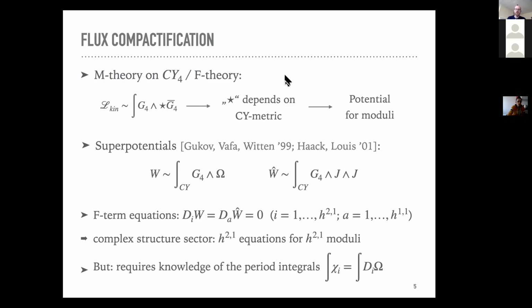So for that reason, let me very briefly review the problem of flux compactification for the example of F-theory or M-theory on Calabi-Yau fourfolds. Usually we have a kinetic term for the four-form gauge fields, and since the Hodge star here depends on the Calabi-Yau metric, this generates a potential for the moduli, gives masses to the moduli, and stabilizes them. One can also use a superpotential formulation, and then the moduli stabilization essentially reduces to some F-term equations. For example, if I reduce that to the complex structure sector here, this should actually be H^{3,1} for a threefold. Then I have exactly the right number of equations for the right number of moduli. So generically, I would expect that I'm able to stabilize all of them.